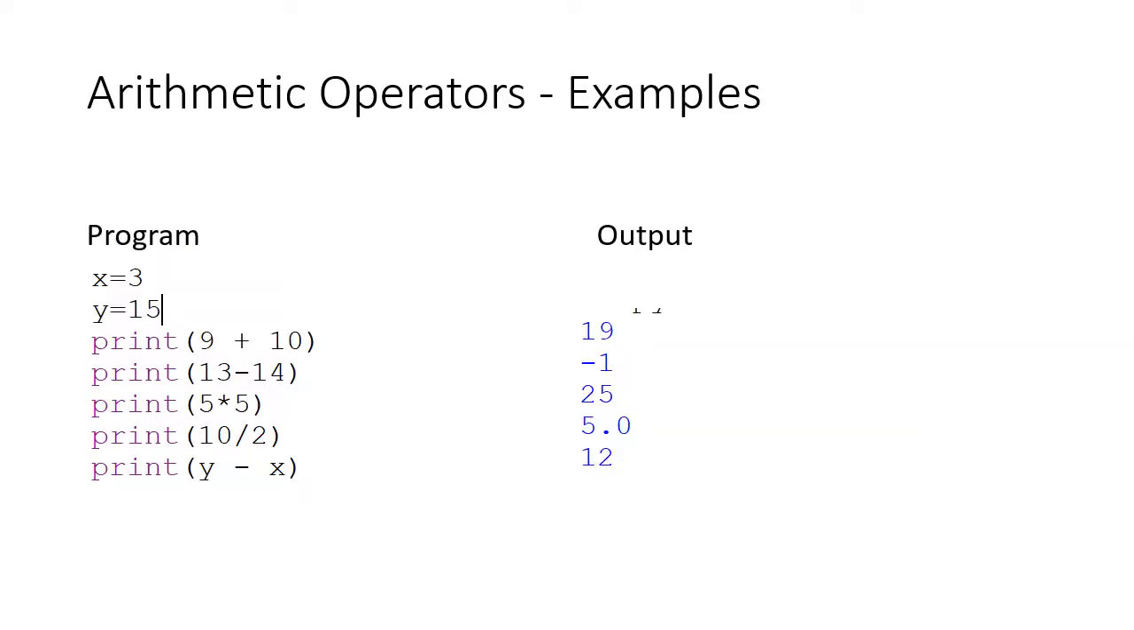So some examples here. If we have x equals 3 and y equals 15, and we print 9 plus 10, that'll print out 19. 13 minus 4 will give us 9. 5 times 5, 25. 10 divided by 2 is an interesting one. I want you to notice that the output here, everything else was an int because we had ints in the things. But whenever we do division, the output is always a float number. And we can also do math with variables. So y minus x, y is 15, x is 3, so 15 minus 3 is 12.